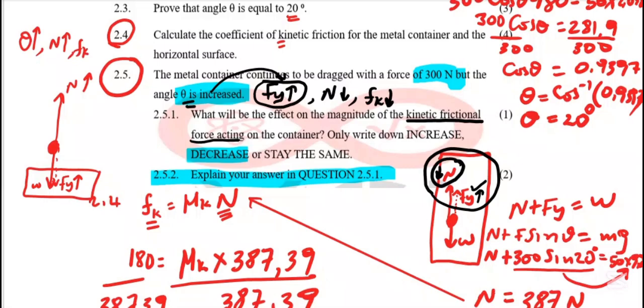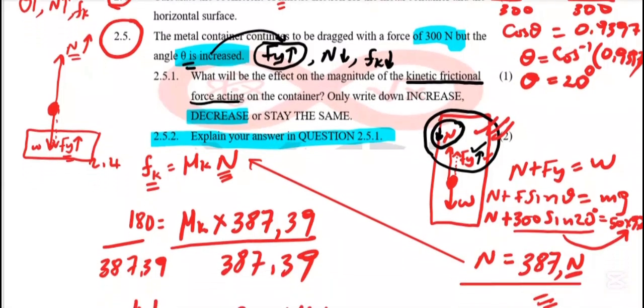So how simple is that? If the normal force is on the same side as Fy, what do we do? When Fy increases, the normal force decreases. But if they are in opposite directions, when Fy increases, the normal force also increases. Then you are done. So that is the kind of question. There is nothing difficult here. So you just analyze your free body diagram.